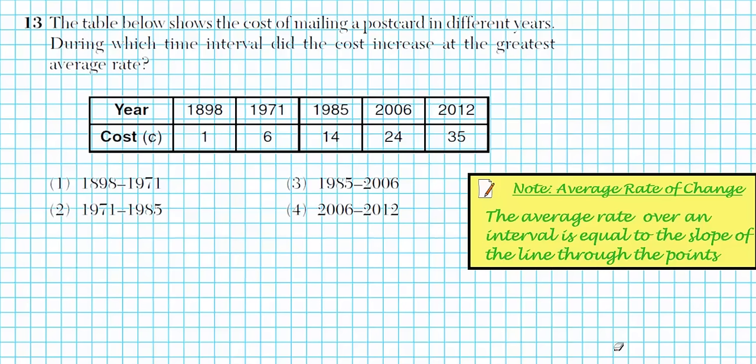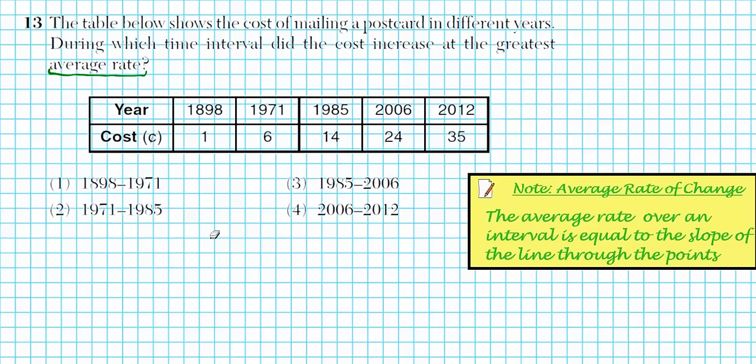All right, let's take a look at question 13. It reads, the table below shows the cost of mailing a postcard in different years. During which time interval did the cost increase at the greatest average rate? So one thing you want to note is that average rate over an interval is basically the same thing as the slope of the line through those points, okay? So when you see the word average rate, there's no need to panic. It's something you've done before. It's the same thing as the slope of a line through those points in the interval under consideration, okay?